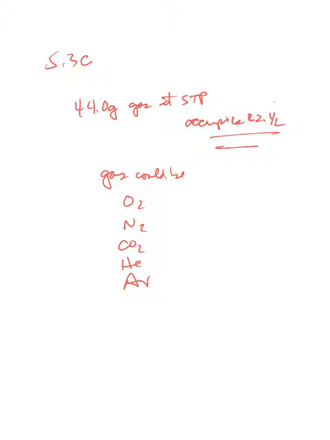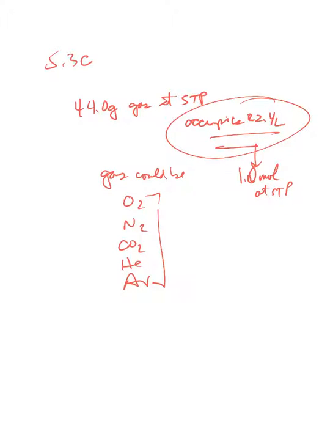This one goes back to your memory. What does 22.4 liters mean to you? That means you have 1 mole of gas at STP. So basically, it's just a clever way of asking which of these gases is 1 mole for 44 grams. And the answer is CO2, about 44 grams per mole. O2 is 32, N2 is 28, helium is 4, argon is 40.